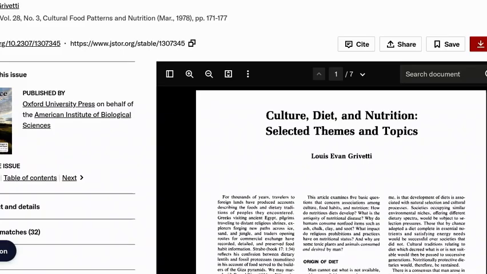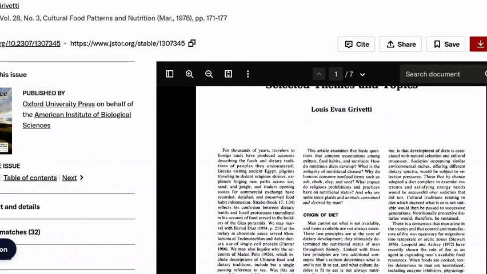The last thing I'm going to do is go over an example of the Raven process. So this article is Culture, Diet, and Nutrition: Selected Themes and Topics by Lewis Evan G. This is off of the JSTOR website. And Lewis Evan G is a professor of nutrition at the University of California. So this checks off reputation and expertise because he is an expert in his field.